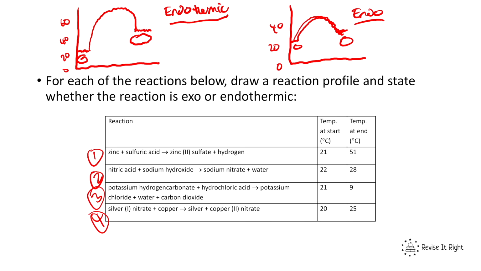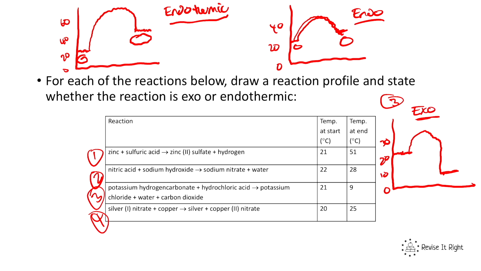Number 3, we're going to draw that here. Again, another rough guide. It's 21 and 9, so 0, 10, 20, 30. It starts at 21, so it's going to start somewhere around here, and it's going to end at 9, so it's going to end somewhere around there. So it's going to look something like that. Now that is a reaction profile for an exothermic reaction, because the energy of the products is lower than the energy of the reactants.